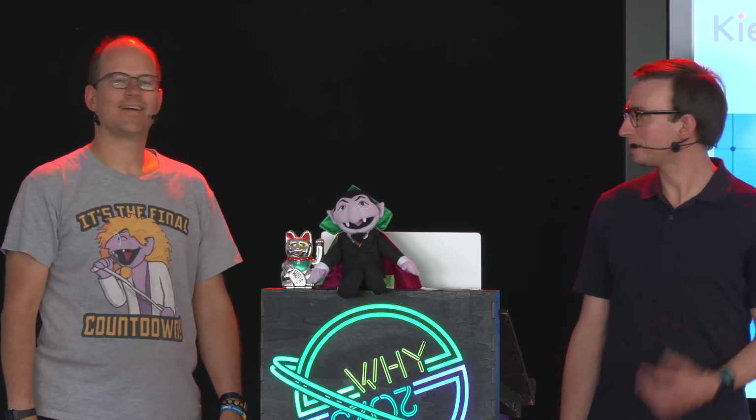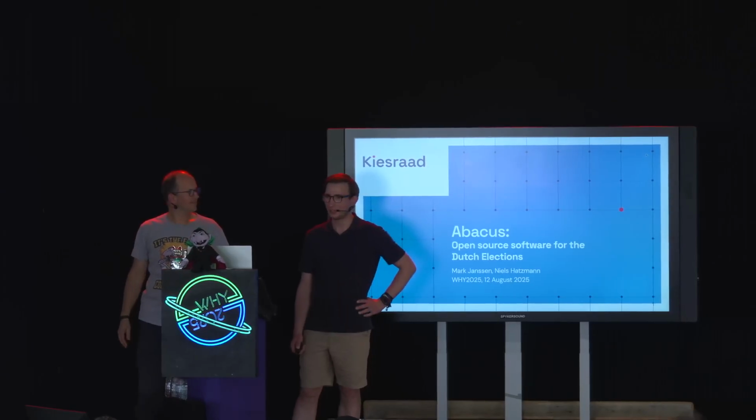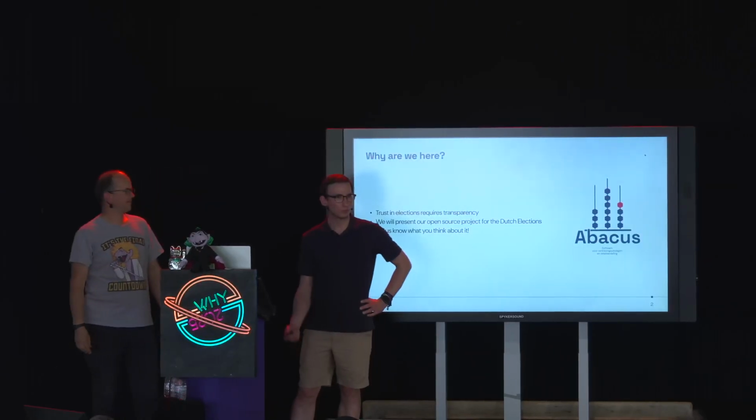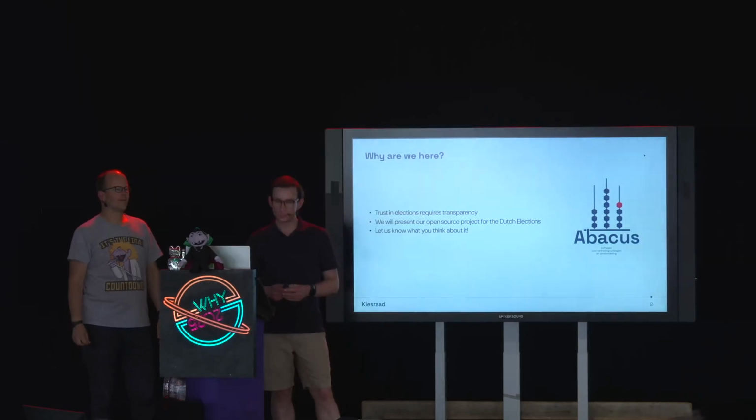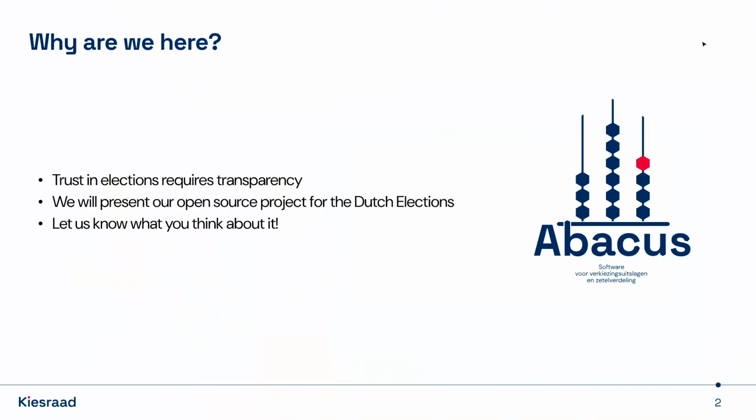Well, hi everyone. My name is Mark. I'm Niels. And we're going to be talking about Abacus. Why are we here? Because trust in elections requires transparency, and giving a talk about what we're doing is one of the ways we're achieving that transparency. We're going to present our open source software for the Dutch elections. And after that, let us know what you think about it. We're open to feedback.